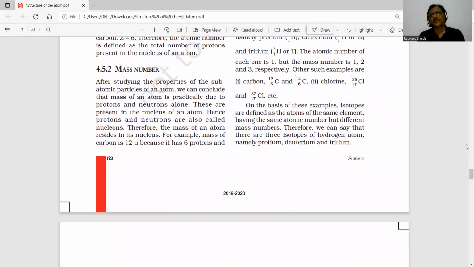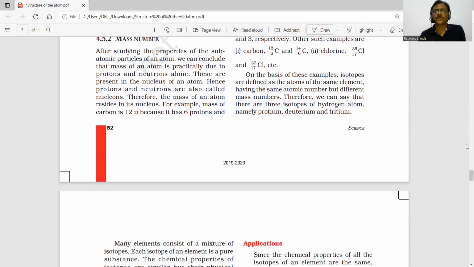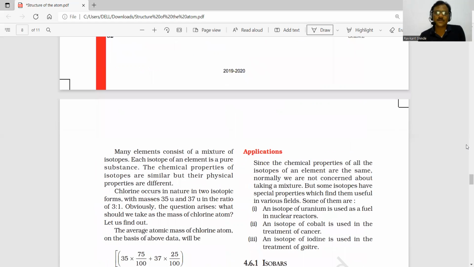Now, the question arises: if the masses of the isotopes of chlorine are 35 and 37, the average should come to something different, 36. But if you see the mass of chlorine, it is coming different. Why is it so? It is 35.5.